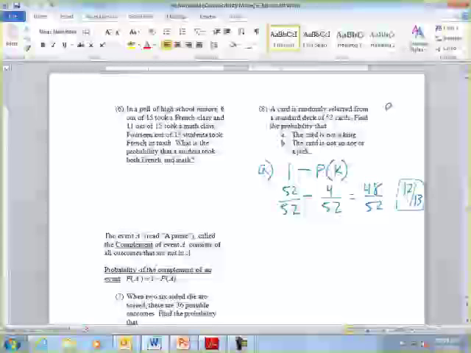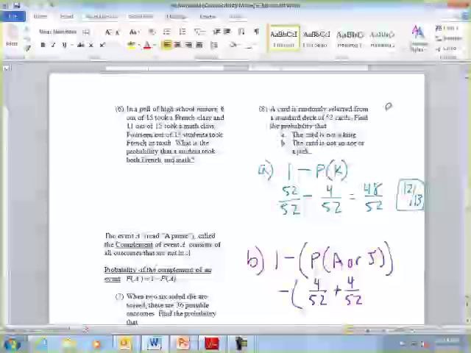So when I have that word not in a problem, that's when I'm going to definitely want to go with the complement. The card is not an ace or a jack, so I'm going to do 1 minus the probability of ace or jack. So how many aces are there? 4. How many jacks are there? 4, and or means I'm going to add.